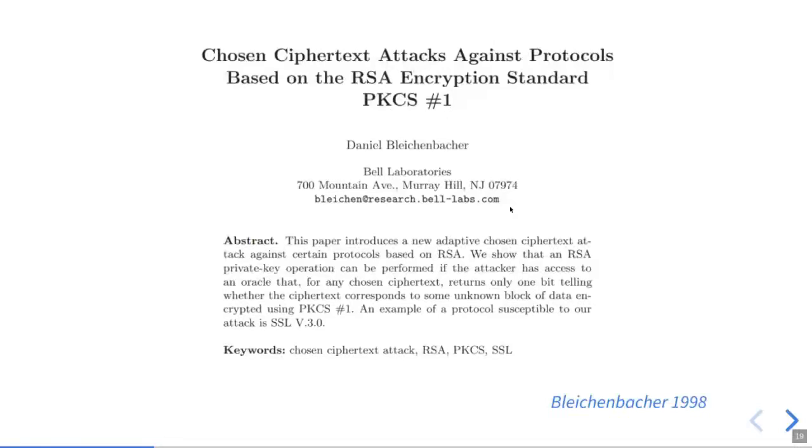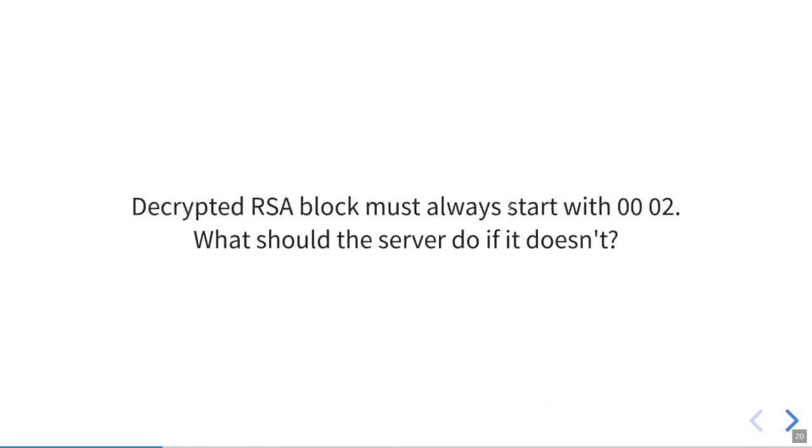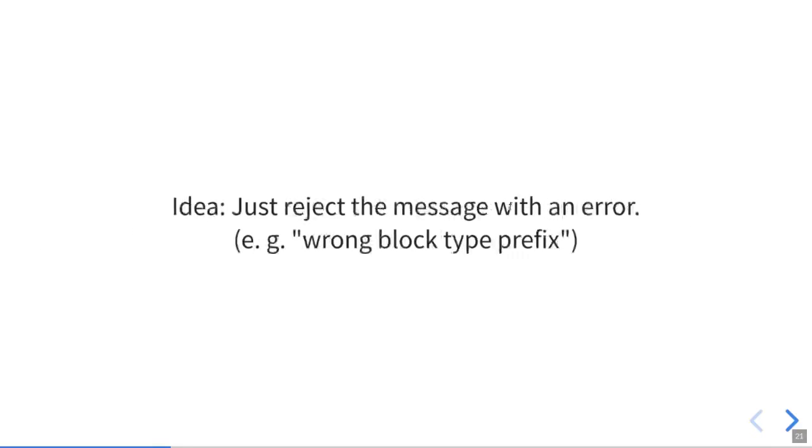In 1998, a cryptographer called Daniel Bleichenbacher figured out that there's a problem with this way of doing RSA. Daniel Bleichenbacher asked, okay, so this decrypted RSA block always starts with 0002. So what does the server do if it decrypts something and it doesn't start with these 2 bytes? And naively you could say, yeah, okay, it just rejects it and sends an error message, right? So, I mean, something is wrong, so we just throw an error.